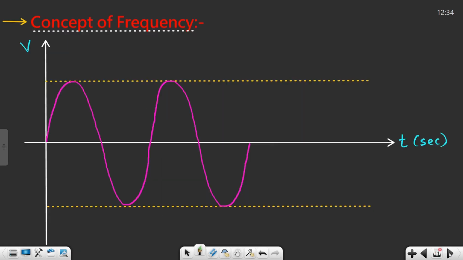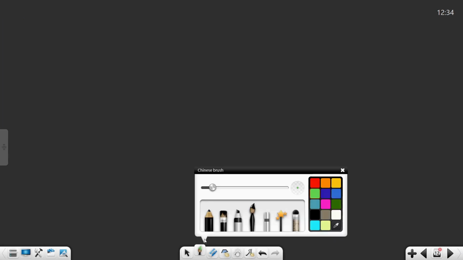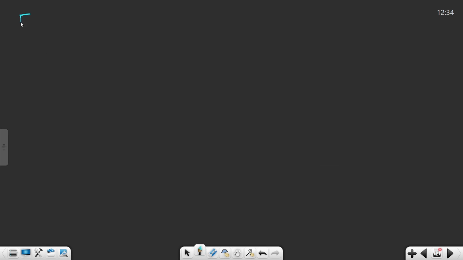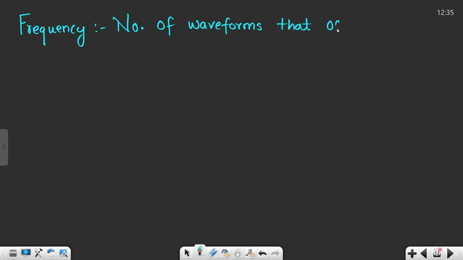Okay, now there is one more term that is involved when we deal with an AC signal, and that is the frequency. So what is the frequency? Frequency is nothing but the number of waveforms that occur in 1 second. Let me just write over here the definition of frequency: the number of waveforms that occur in 1 second.